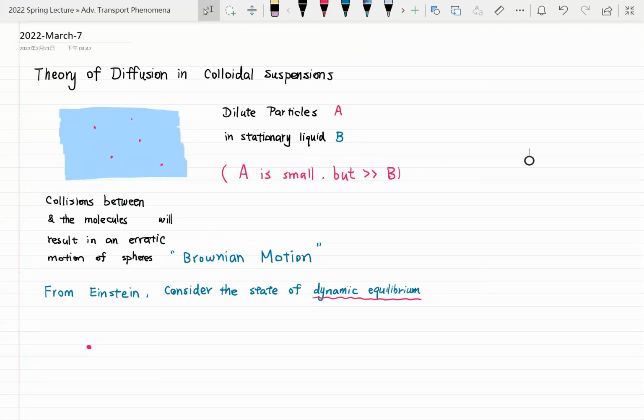So let's say we have these dilute particles A suspended in a stationary liquid B. And the assumption here is that the particles are fairly small, but are still considerably larger than the size of the solute molecules. So let's put a note there: solute molecules.